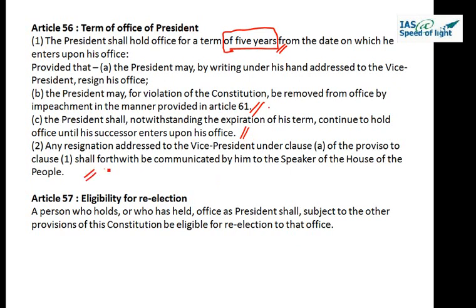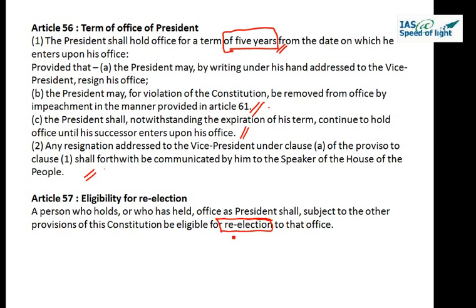Coming to the next article, article number 57, it tells about the eligibility for re-election. Let's read that. A person who holds or has held office as president shall, subject to the other provisions of this constitution, be eligible for re-election to that office. Now this is an interesting thing to understand. There is no limitation on the number of times of re-election for the same person to the post of president in the Indian constitution.